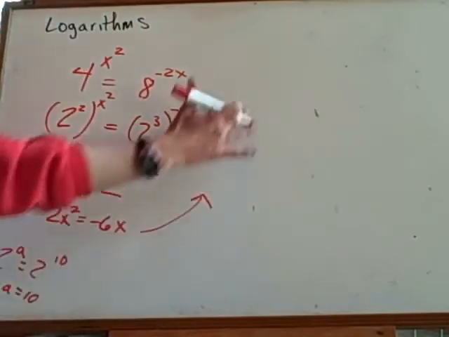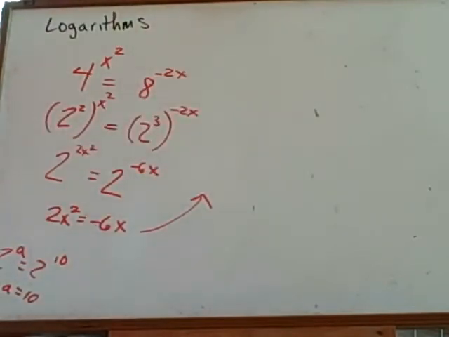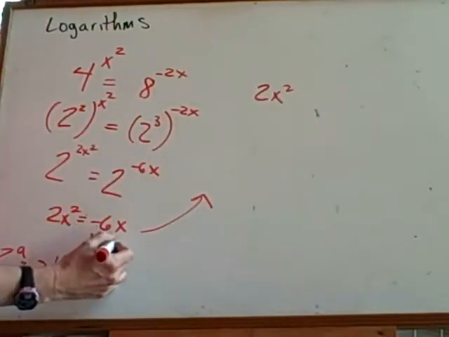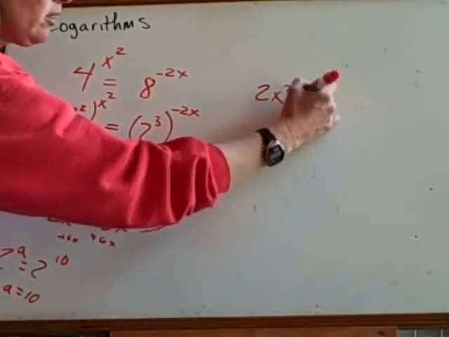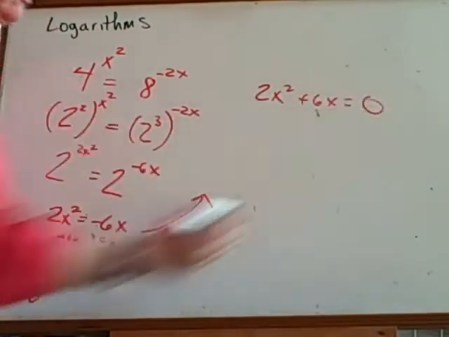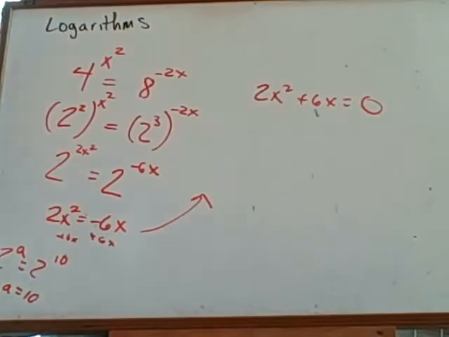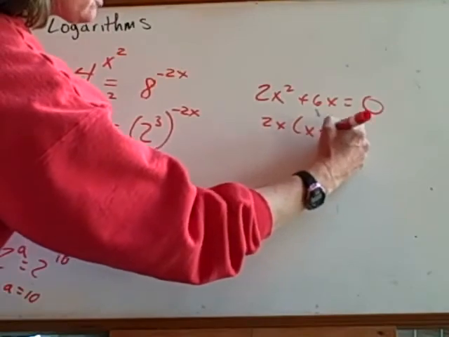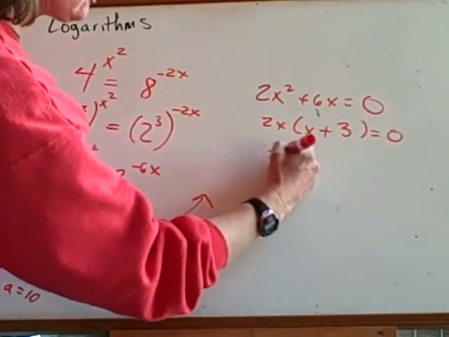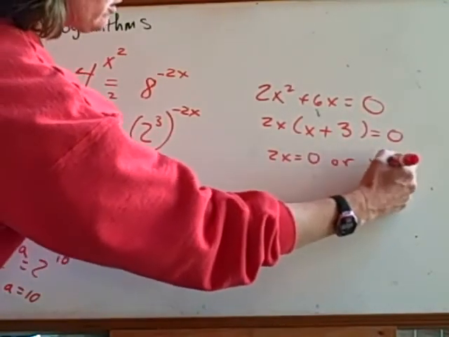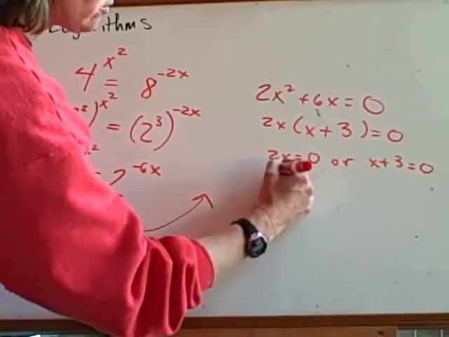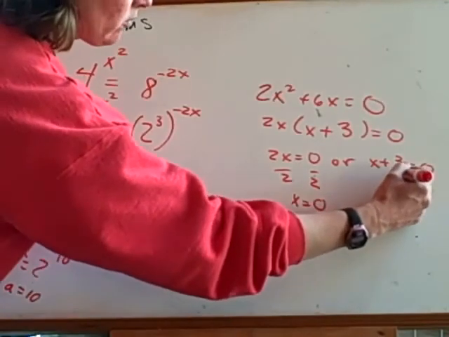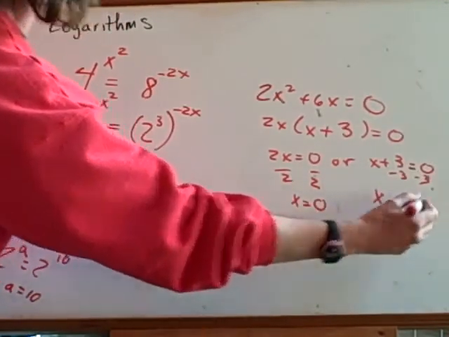Okay. So we're going to pull this over here, and maybe we'll get it right, or maybe we won't. So it looks like 2x squared, and I'm going to add 6x to both sides, plus 6x equals 0. And I can factor out a 2x. Would you agree? 2x times x plus 3 equals 0. So I get 2x equals 0, or x plus 3 equals 0. So divide both sides by 2 here, I get x equals 0, or x equals negative 3.